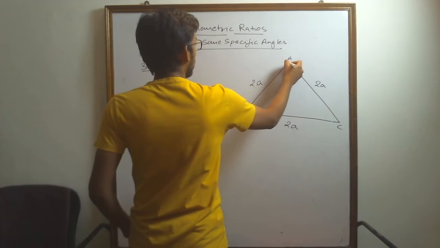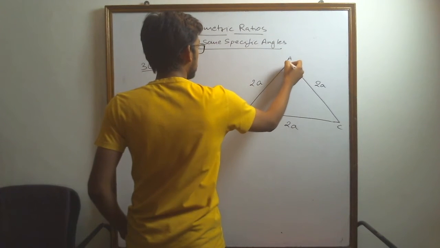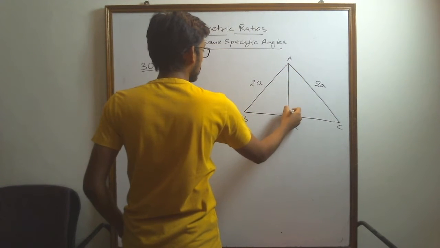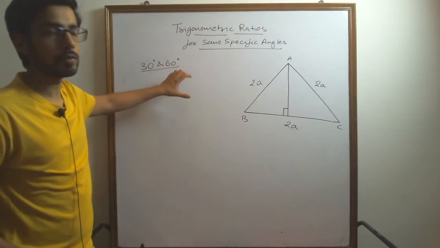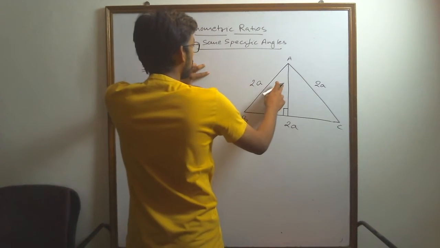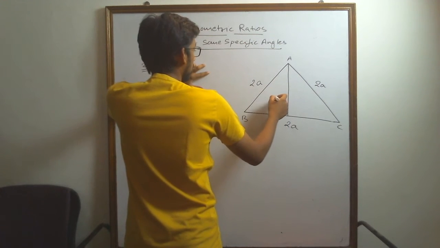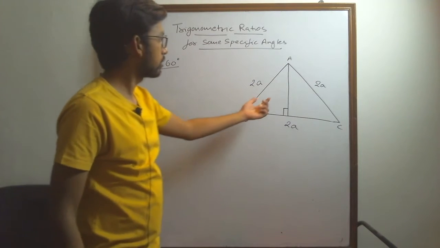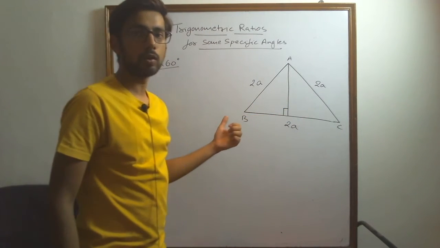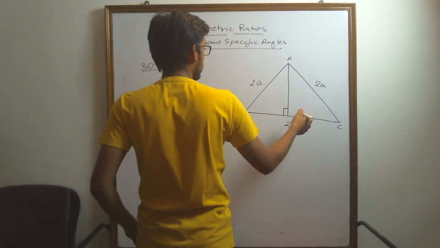Now, I drop a perpendicular from the vertex A onto the side BC. So I will make a perpendicular. Now the property of the equilateral triangle is that the perpendicular from a vertex onto the opposite side divides the triangle into two congruent triangles. So these two triangles that we get are congruent, and we can prove that by RHS congruency.